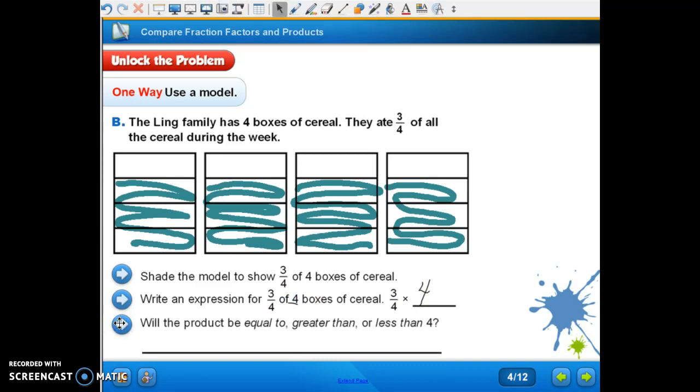Will the product be equal to, greater than, or less than 4? Less than. How can it be greater than 4? If I have 4 3/4 of a dollar, so I have 4 75 cents, and I add those together, is it going to be greater than my $4? No. Less than. Again, the product will be less than 4.